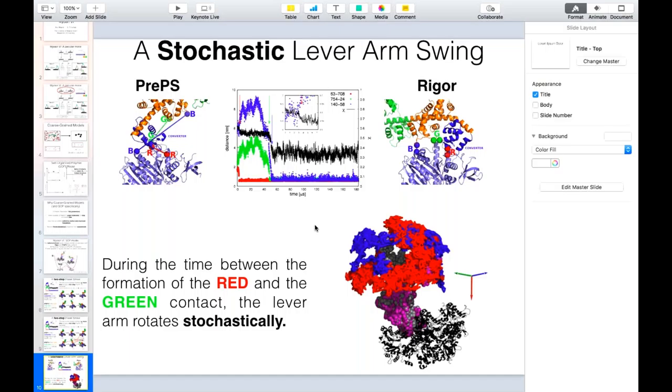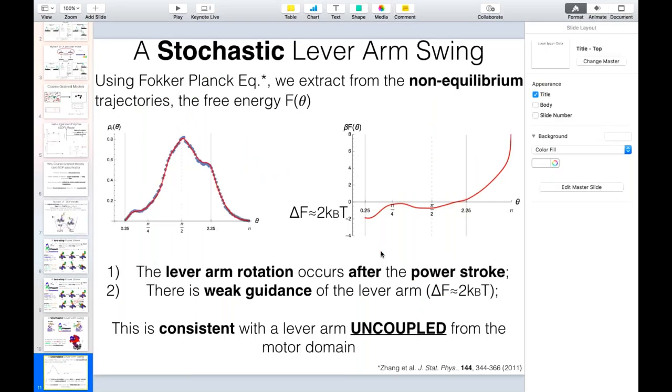If you look at these trajectories, like I've shown here, you can see that they are stochastic. The red and blue lines represent the position of the tip of the lever arm during a couple of trajectories, and you see that they are pretty much all over the place. It's not a directed movement, so it's a stochastic movement.